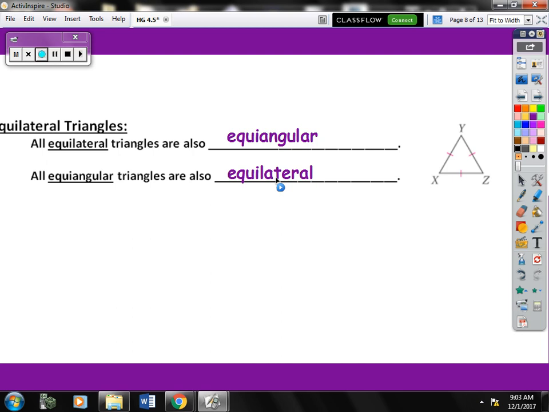Now, an equilateral triangle is called equiangular. What would the measure of each of the angles have to be in any equilateral triangle? What would the degree measure always be?